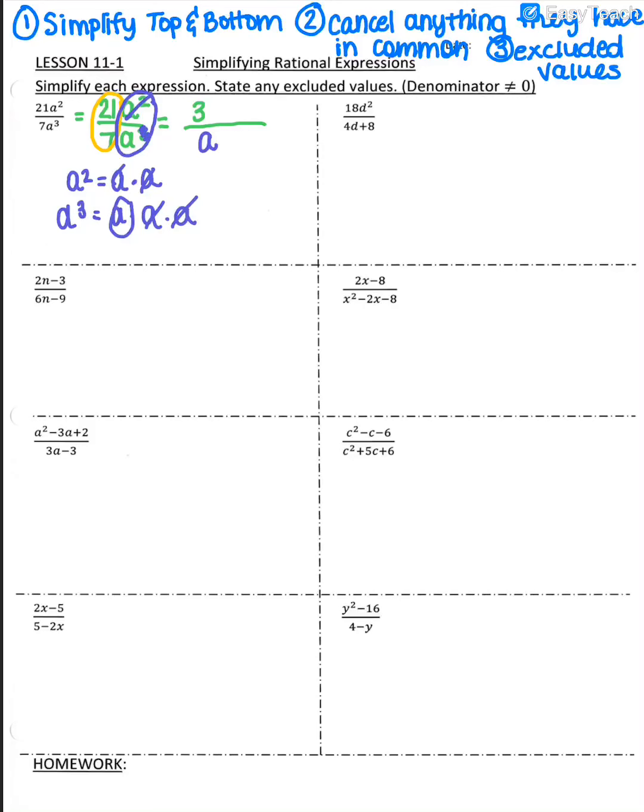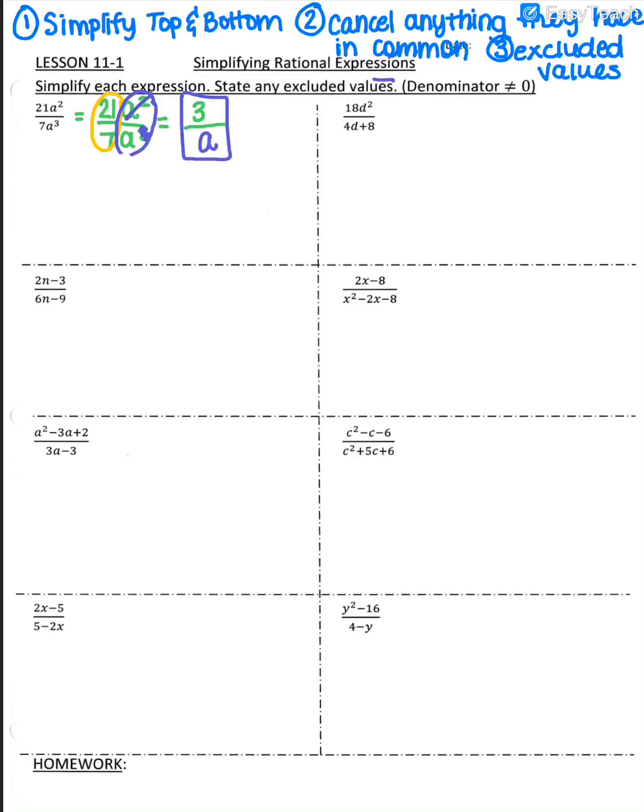Sorry guys, I'm still getting used to this new tool that I'm using. Let me get rid of this. So my final answer just becomes 3 over a. And that's it. That's your answer.